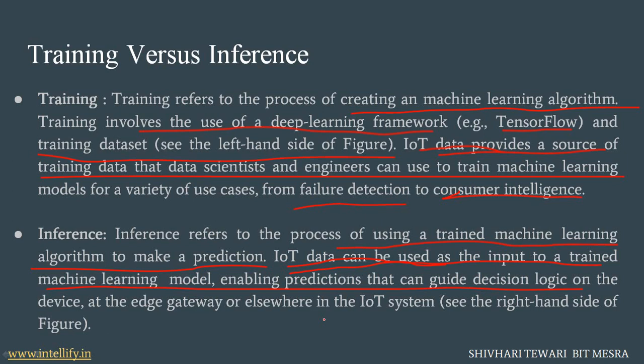Then that model enables the predictions that guide us to our decision logic, at the edge gateway or elsewhere in IoT systems. That means we decide on the basis of that training data set which we have given to the inference system as an input. See, this is the difference between training and inference system.